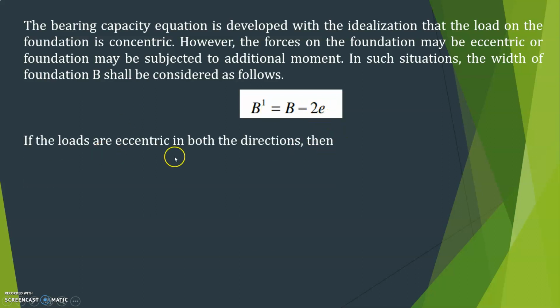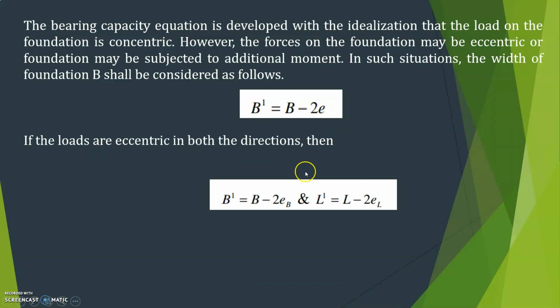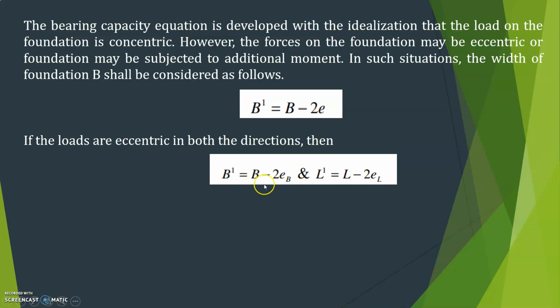If the loads are eccentric in both the directions, then B dash is equal to B minus 2EB and L dash is equal to L minus 2EL. If there is only one direction, then only one change: B dash is equal to B minus 2E. But if the loads are eccentric in both the directions, then you have to take B dash and L dash. So B dash is equal to B minus 2EB and L dash is equal to L minus 2EL.